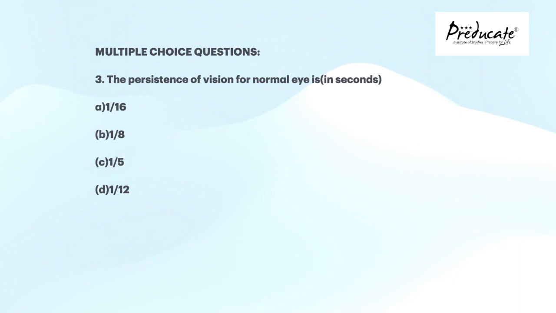The persistence of vision for normal eye is, in seconds, A. 1/16, B. 1/8, C. 1/5, D. 1/12.